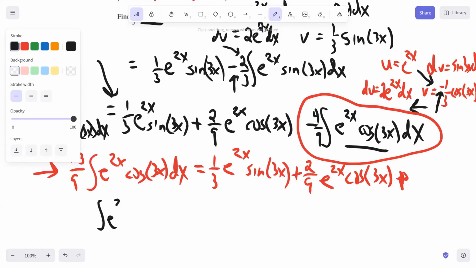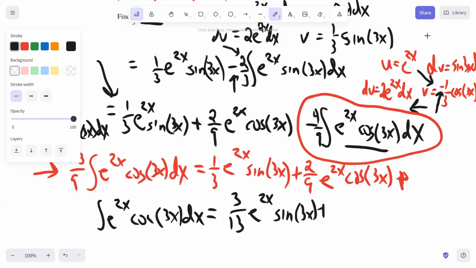The integral of e to the 2x cosine 3x dx is equal to 3/13 e to the 2x sine 3x plus 2/13 e to the 2x cosine of 3x plus c. There you go.